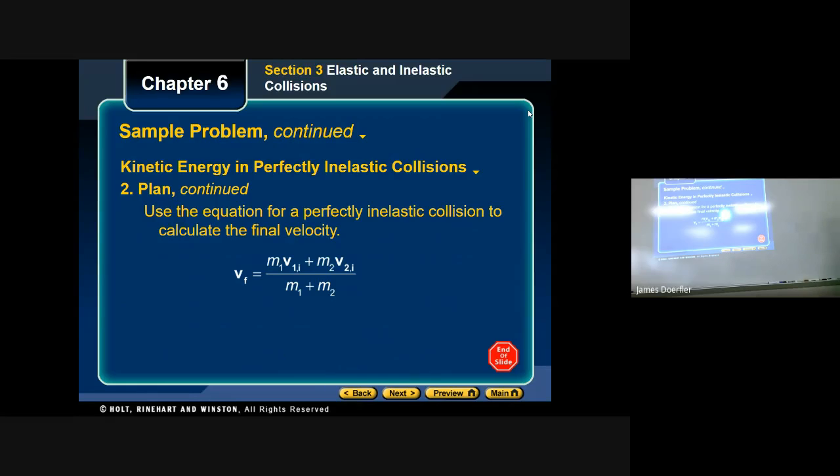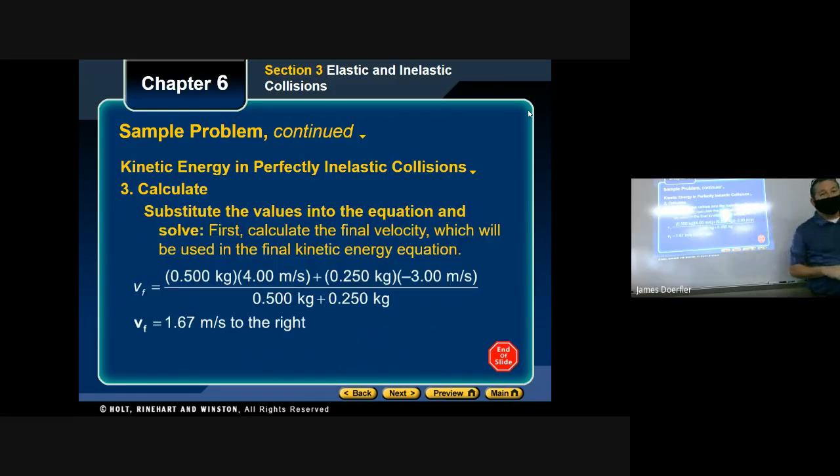Vf is equal to m1 v1i plus m2 v2i divided by m1 plus m2. It's the same formula from yesterday, just rearranged to solve for Vf. Okay? So it's in your notes if you decide to write that down, by all means. So we have to solve for this first. We go ahead, plug in our values. We have a final velocity of 1.67 meters per second to the right. So we have a positive sign.